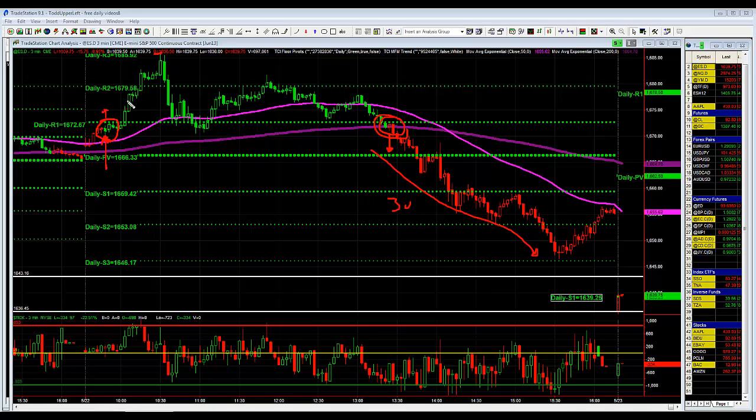So again, the software really just helps and aids you in the direction of the market, what direction you should be looking to trade in. And so it just makes things much easier.